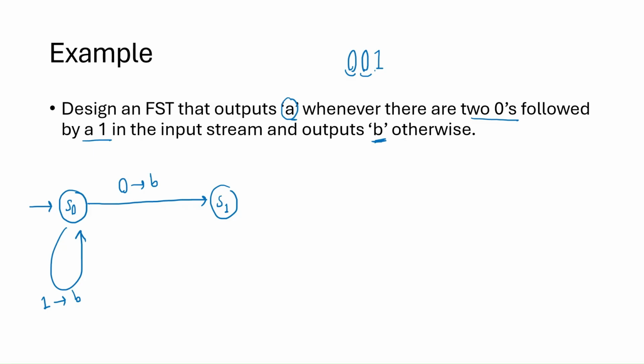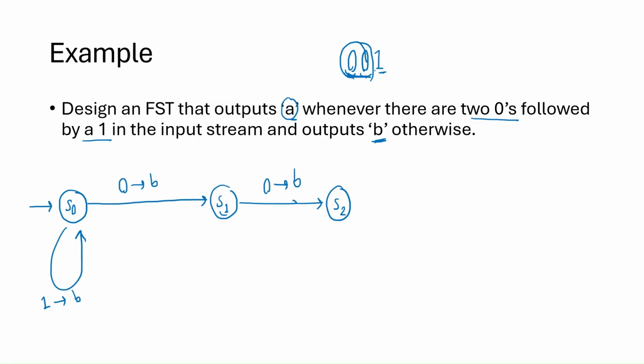Now, while I'm here at S1, if I see another 0, that again is progress because I've seen the first 0, that's what brought me here. Now I see another 0, that means two zeros in a row. So I need to move on to a different state, let's call that S2, where in the state S2, it means that I have seen two of the zeros, and I'm waiting for a 1 to finish the pattern. But still, I haven't seen the entire thing, so I output a B.